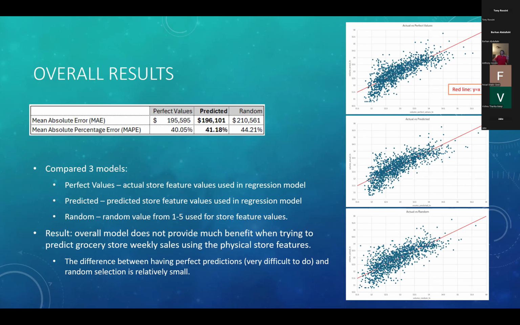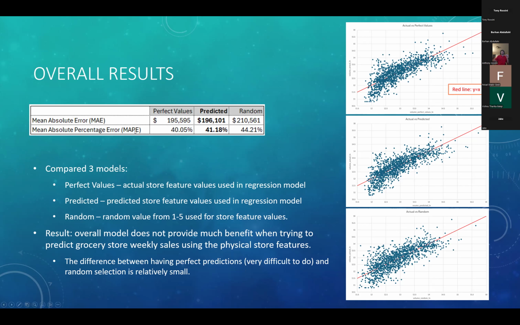And to get a good idea of how well the predictions did, I compared it to 2 other groups. The first group, which I'm calling the perfect values. This would be pretending like the CNN models predicted each feature perfectly, and we plug those back into the regression model. And then we have my predictions, and then the last group is the random sample. So that would just be randomly generating values between 1 and 5, putting them into the regression model and recording the output.